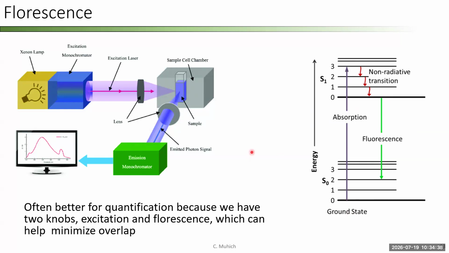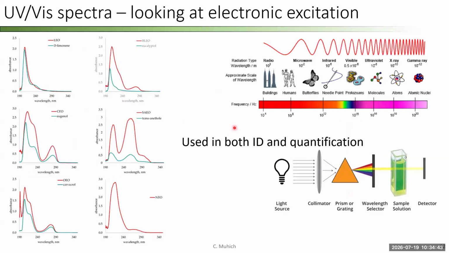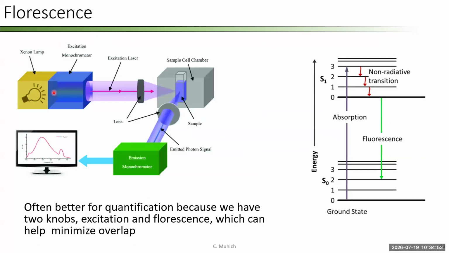And so this is often really useful for quantification, because if you looked at the previous slide, the limonene and the eugenol, if I have mixtures of these two, it can be hard to distinguish. But with fluorescence, I have two knobs, right? I can tune what I'm looking at for absorption and for fluorescence. And so I can tune this a little bit more and minimize overlap.